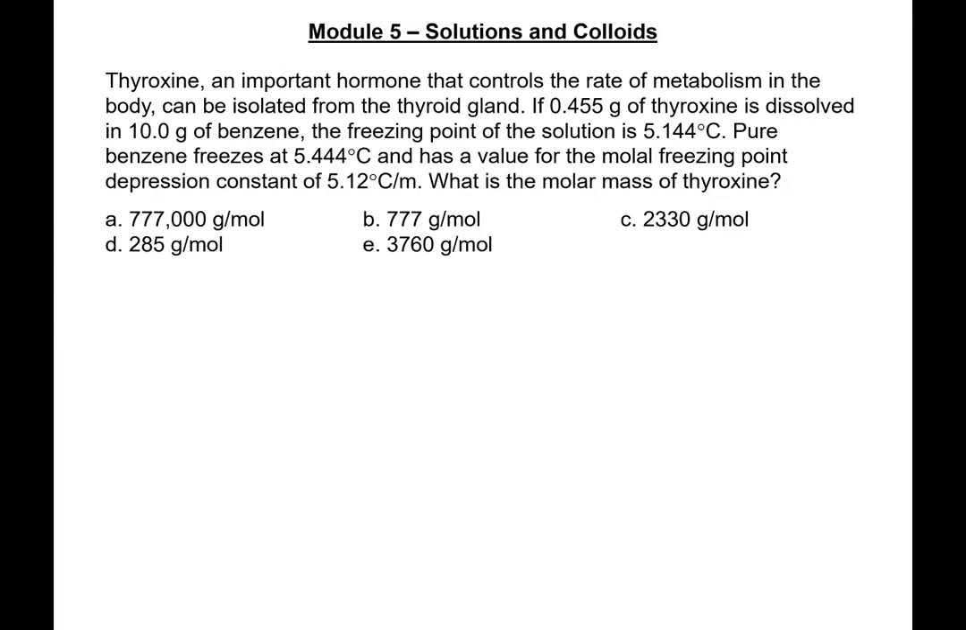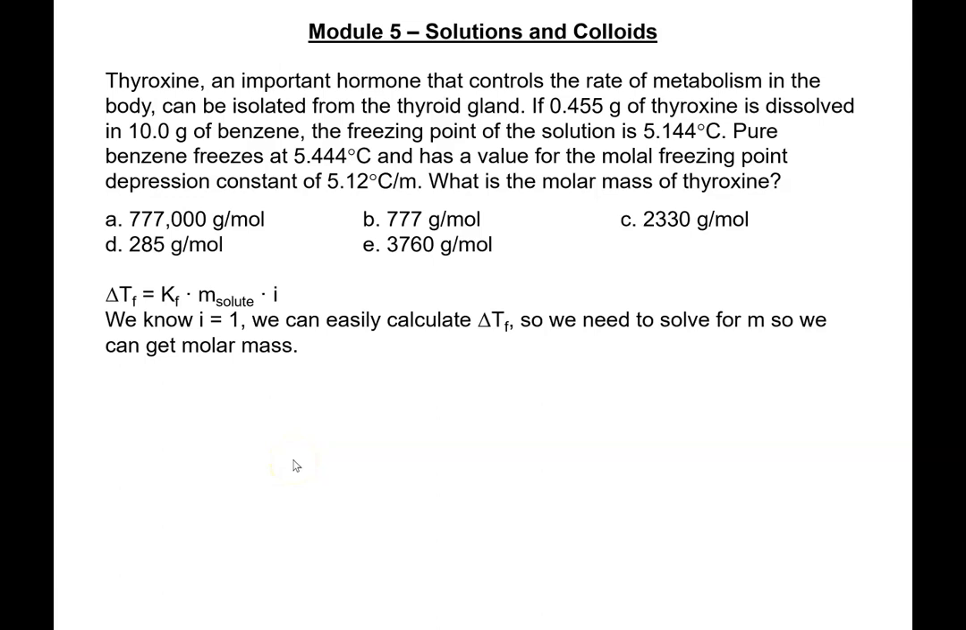Well, on the surface, this seems difficult, but again, it's not really. Because if we look at our freezing point depression equation, delta TF is Kf times m, the molal of the solute, times i, the Van 't Hoff factor. We know i is 1, so we kind of ignore it. We can easily calculate delta TF, right? That's going to be the difference in the two freezing points. So 5.444 minus 5.144, that's 0.3 degrees.